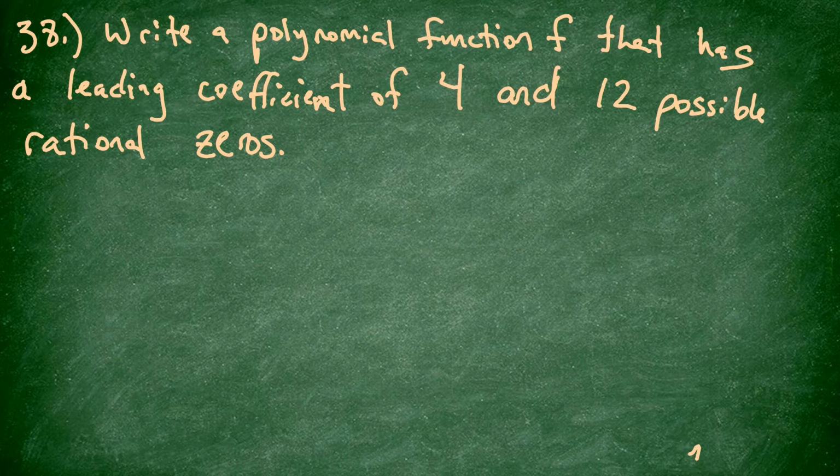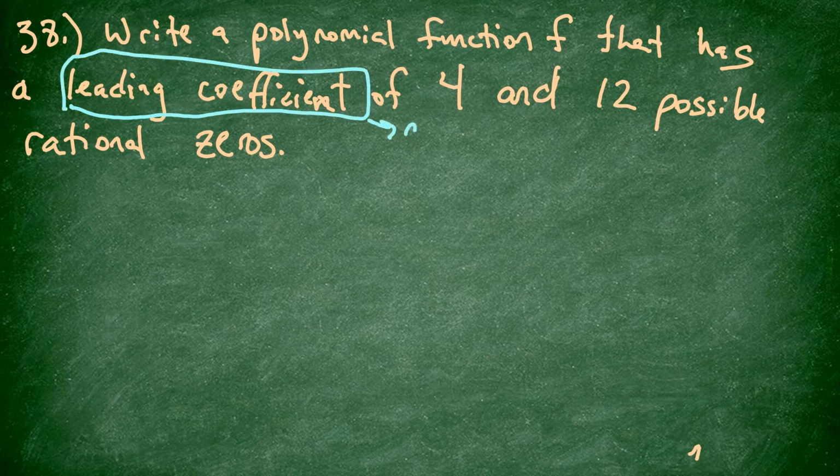Alrighty. 38 says write a polynomial function f that has a leading coefficient of 4 and has 12 possible rational zeros. Now remember, I am going to make something up. It doesn't matter whatever it is, I'm going to make something up. The only rule is you have to have a leading coefficient of 4.